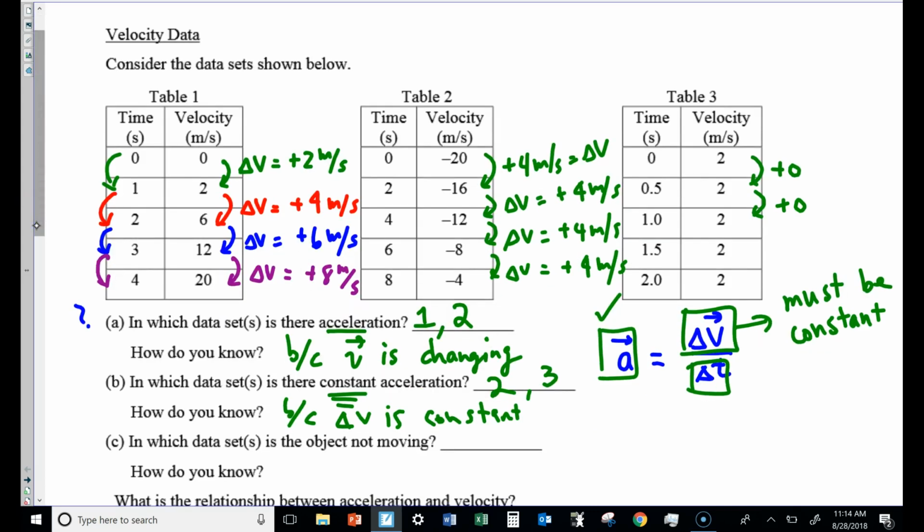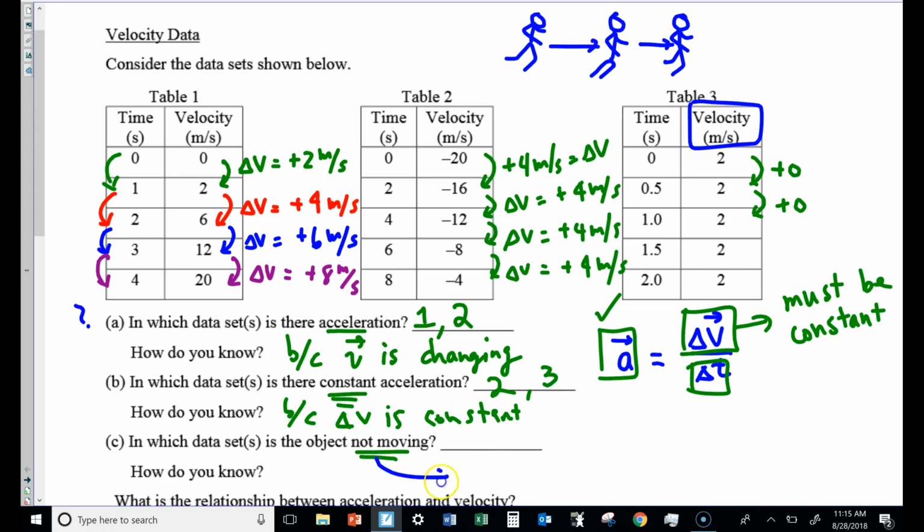Last question. In which datasets is the object not moving? Now you might rush and put 3 as an answer, but that would be wrong. Because here's the thing. They're still moving. They have a velocity. They're walking at the same steady pace, 2 meters every second. Every second they move 2 meters forward. They're just not getting faster or slower. So they're still moving in dataset 3.